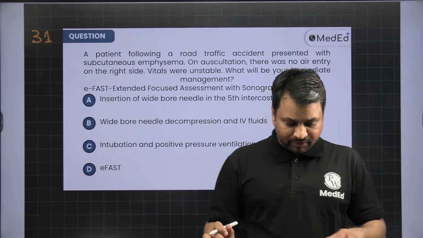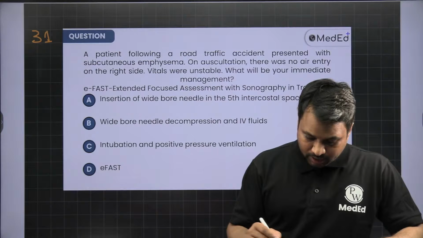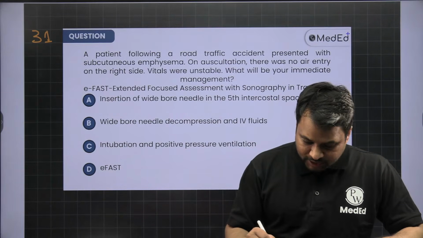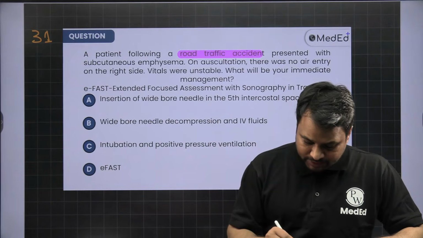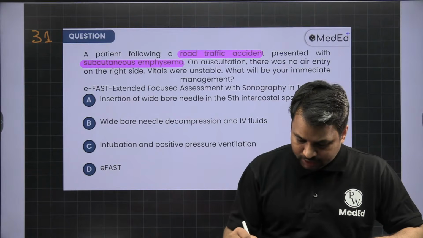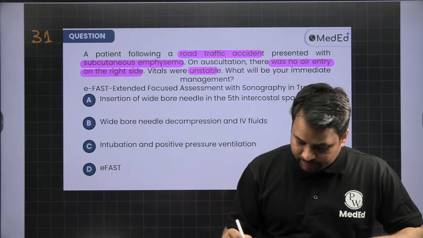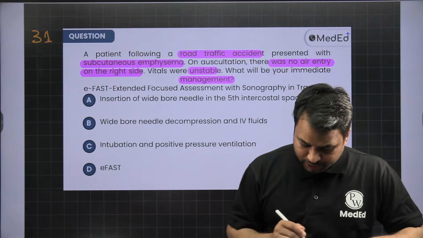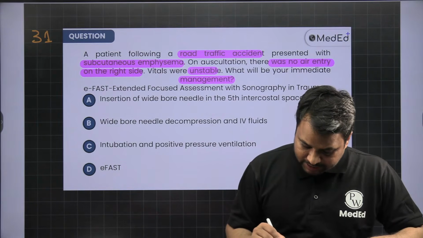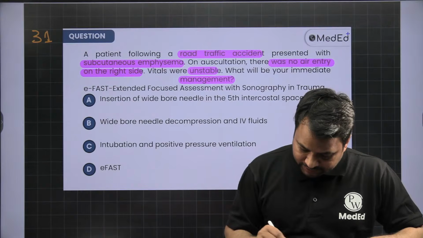Question number 31, we have already discussed it in the trauma part. A patient after a road traffic accident presents with subcutaneous emphysema. On auscultation, there is no air entry on the right side. Vitals are unstable. What is your next immediate step in the management? The options include E-FAST.